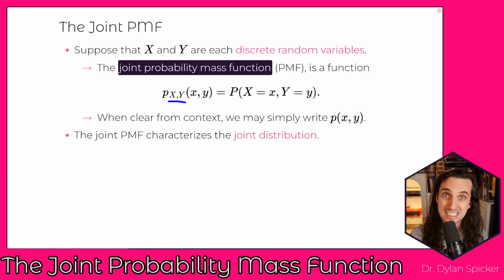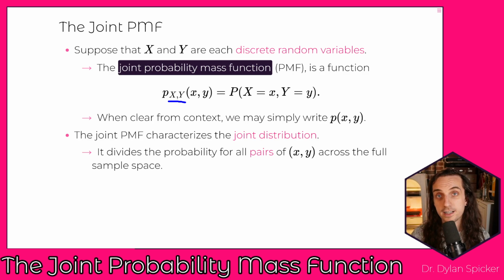So it characterizes the simultaneous behavior of both x and y. It divides the probability space into all possible pairs of x and y across every one that we might observe. And so if you plug in any pair for x and y, the joint PMF is going to give you the probability that you observe x equaling little x and y equaling little y at the same time.